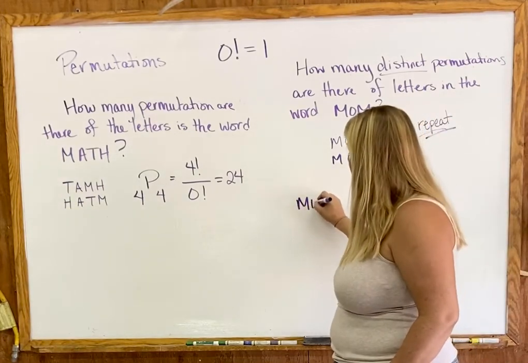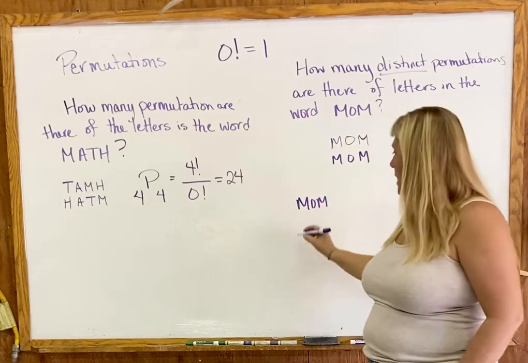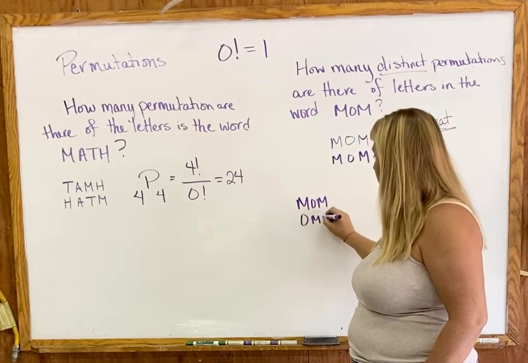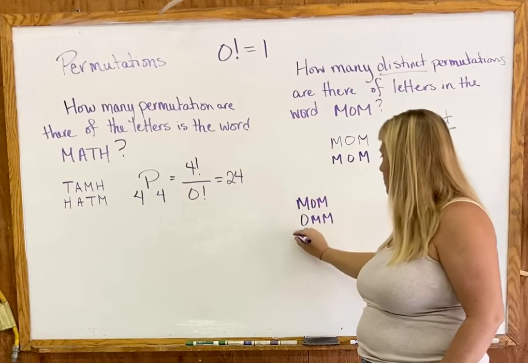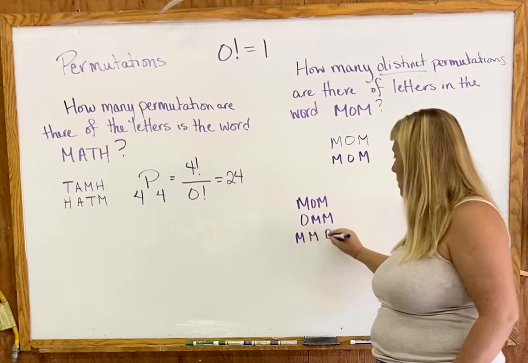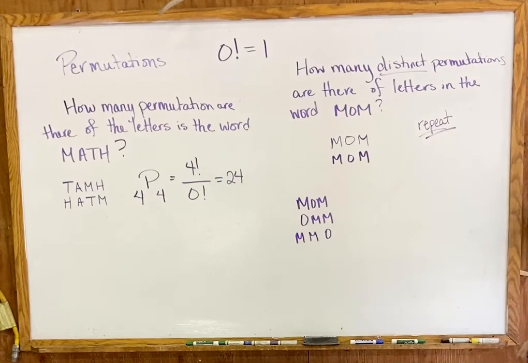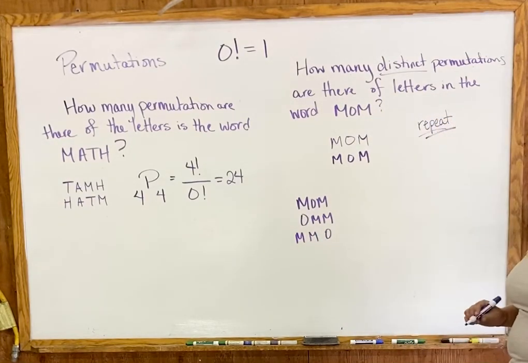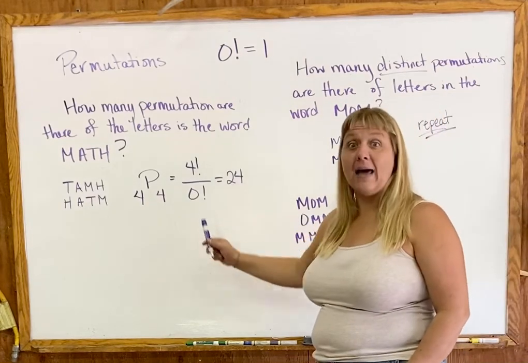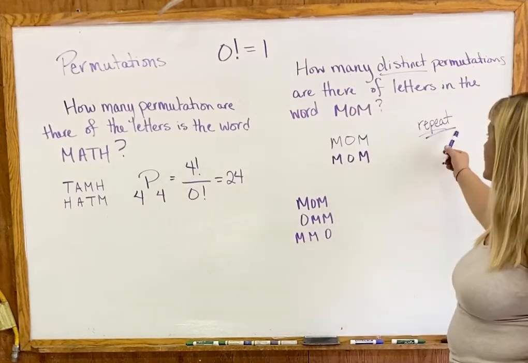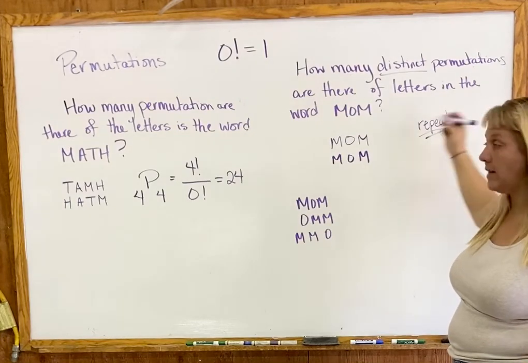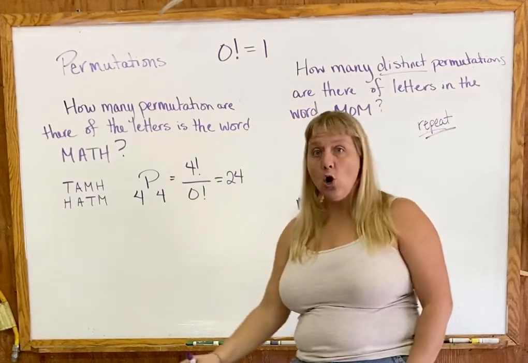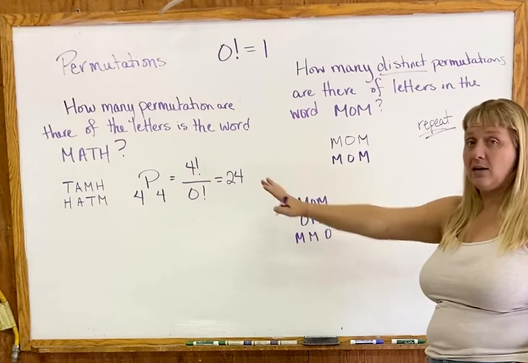So we can do this. We could say that one arrangement would be M-O-M, mom. Another one would be O-M-M. Another one would be M-M-O. But there are no other arrangements, are there? Because we could flip-flop these 2 M's, but they still look the exact same way. So when we go to do this, this one is not exactly a permutation, because there is a little bit of a repeat. So a permutation means no repeat at all. So I can't use our P notation.